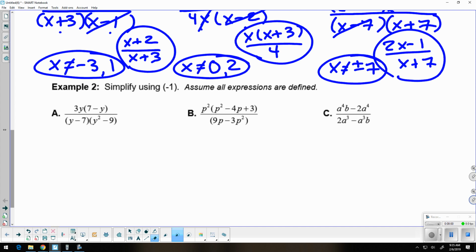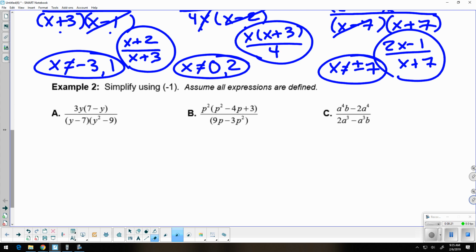These next three examples, we are going to simplify. It says using negative 1. So I'll explain what that means, but it does say to assume that all expressions are defined. So you don't have to actually say what makes it undefined. So we're assuming that it's already defined for us. Okay, so we're just trying to reduce down the fraction, but we're using negative 1.